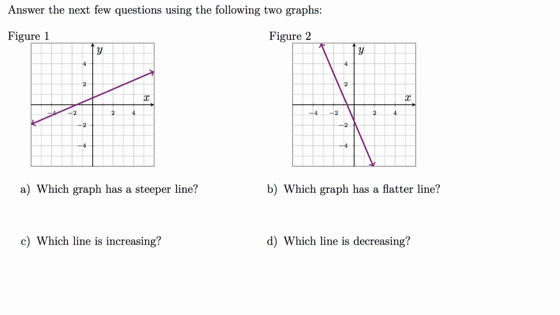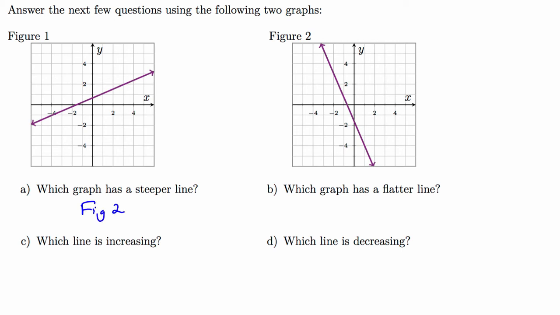In this question, we're given two graphs, figure 1 and figure 2, and there are 4 questions. Given these two figures, the first question is, which graph has a steeper line? The way I think about this, if you were walking on either the line on figure 1 or the line on figure 2, which one would be a steeper hill? Hopefully you recognize that figure 2 has a steeper line.